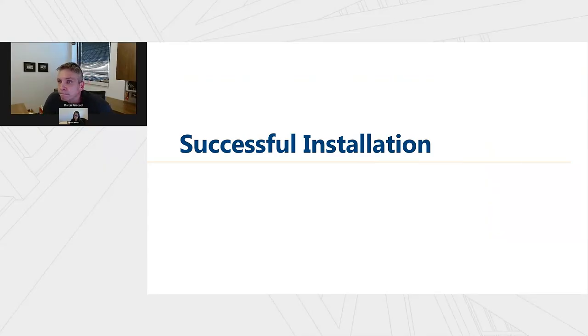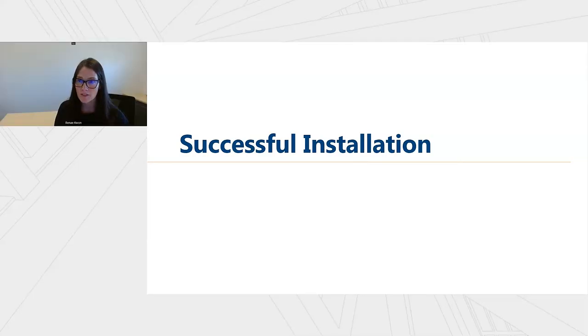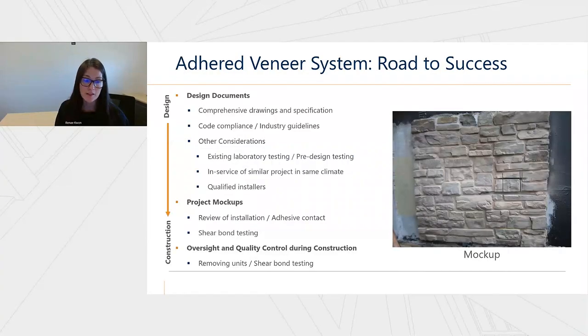Yeah, so as Daren went through some of the things that can go wrong with these installations, now we'll outline a path for success. So our roadmap for this is going to be attention through design all the way through construction. In design documents, we're going to want to make sure that we have comprehensive drawings and specifications, including code compliance and industry guidelines.